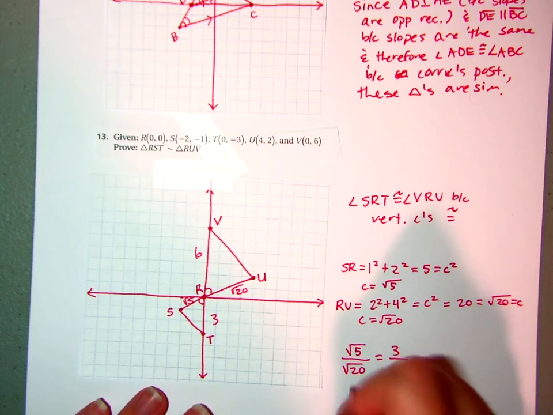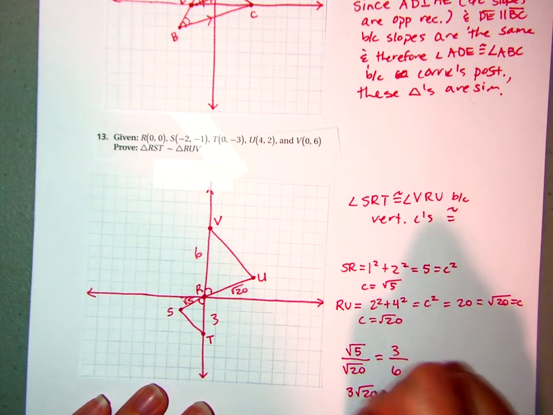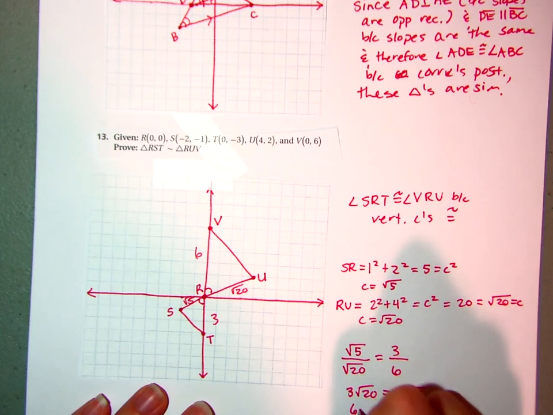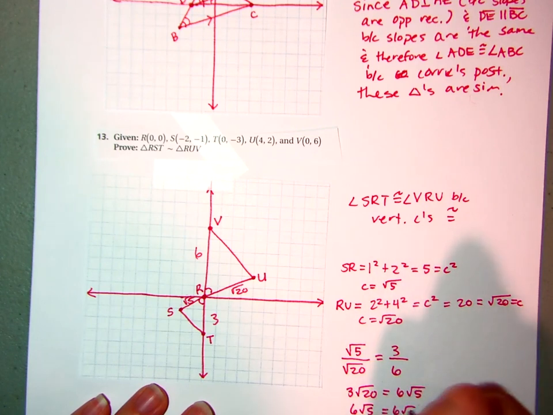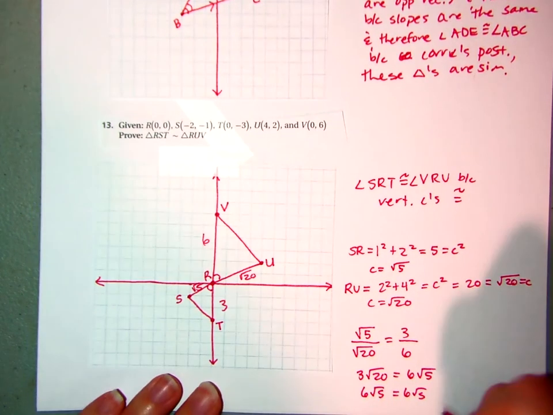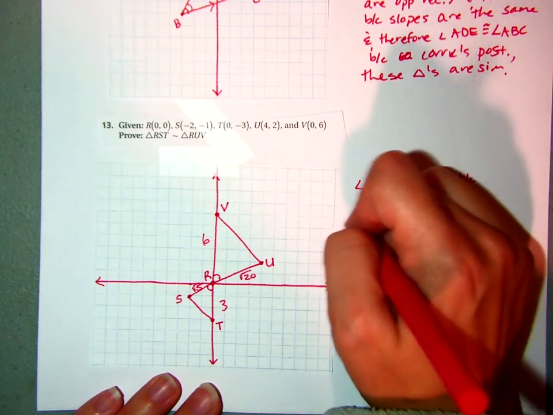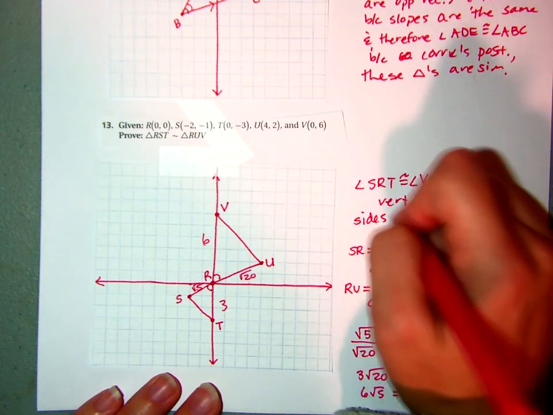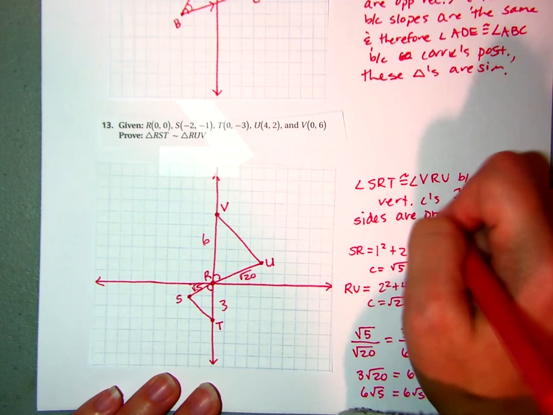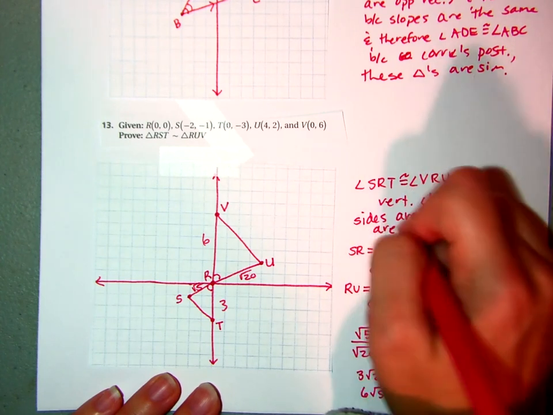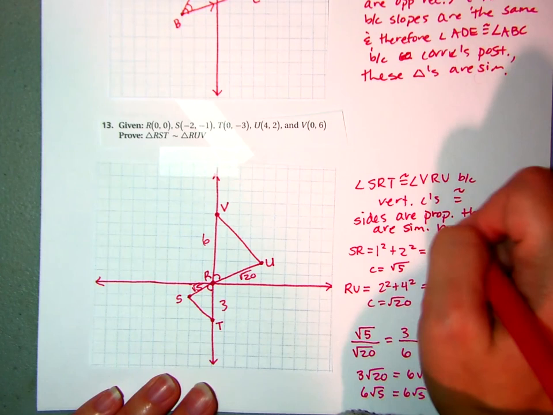So if we do 3 times the square root of 20 equals 6 square root of 5, and I simplify 3 square root of 20, that gives me 6 square root of 5 is equal to 6 square root of 5. Those are the same. So the sides are proportional. Thus, the triangles are similar by SAS similarity.